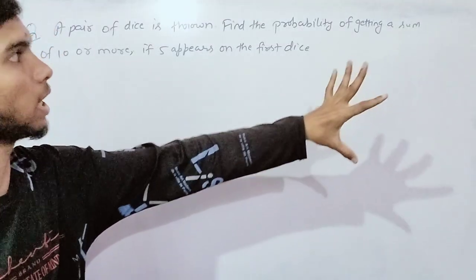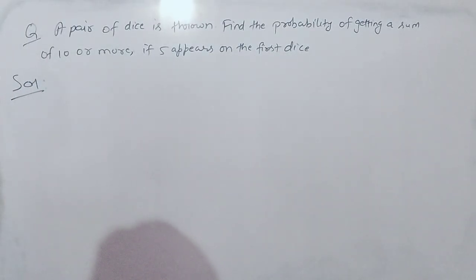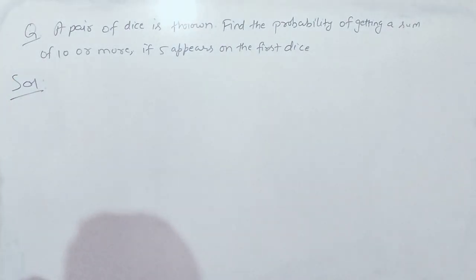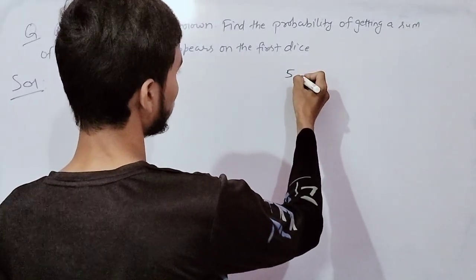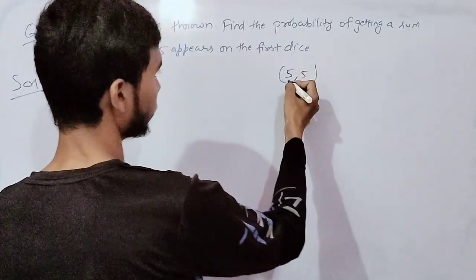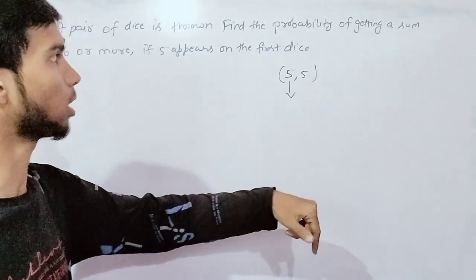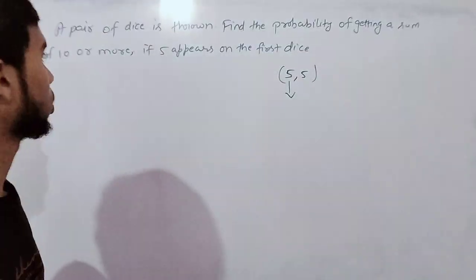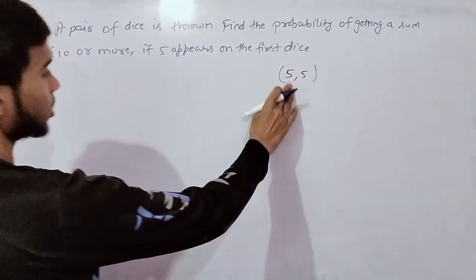Find the probability of getting a sum of 10 or more if 5 appears on the first dice. So can we say the sum of 5, 5? This is 5 of one dice, and this is 5 of another dice. The sum of this and this will be 10. That's why we will take this.